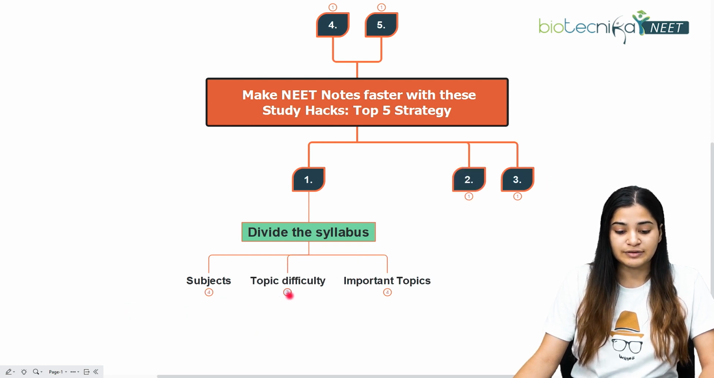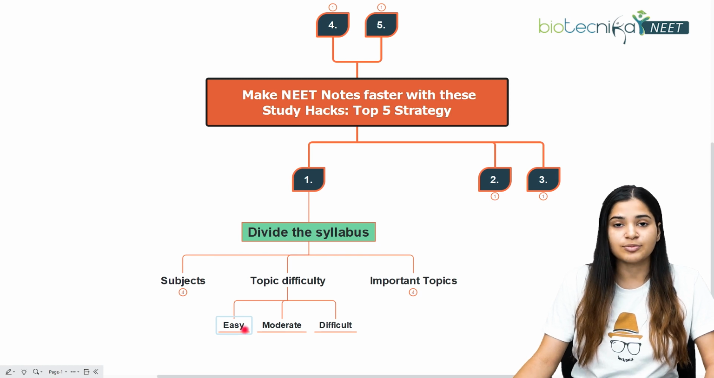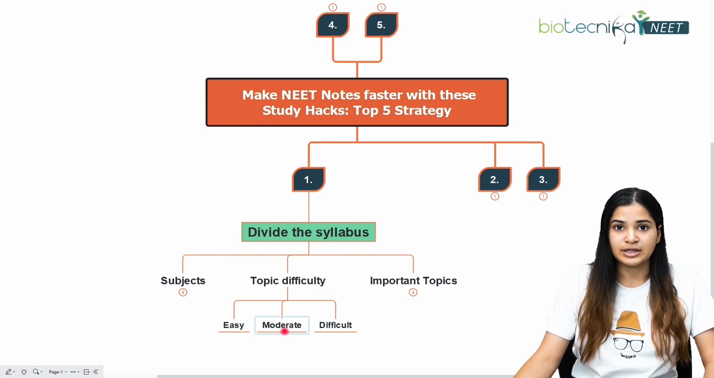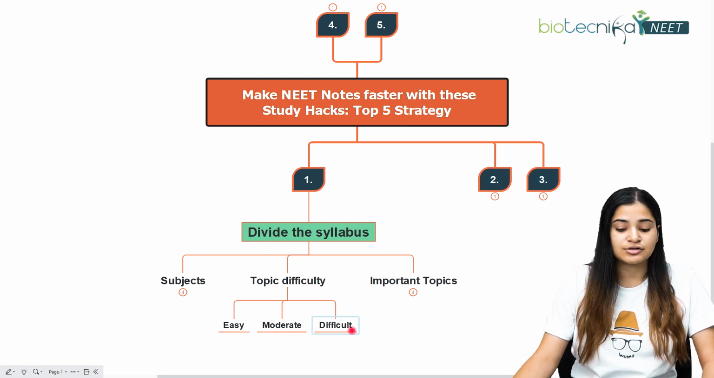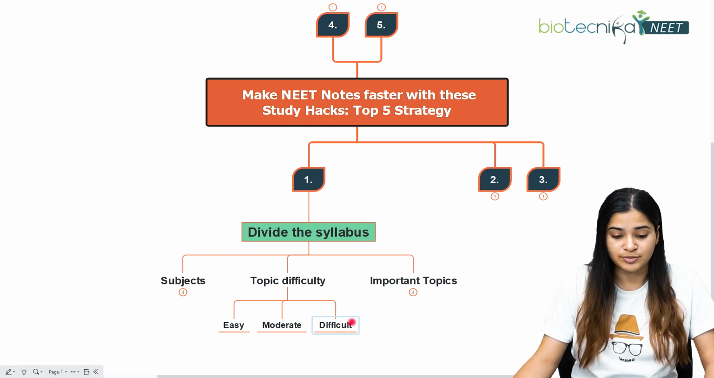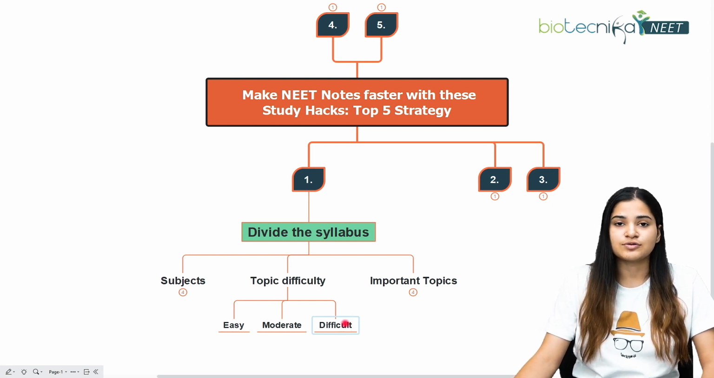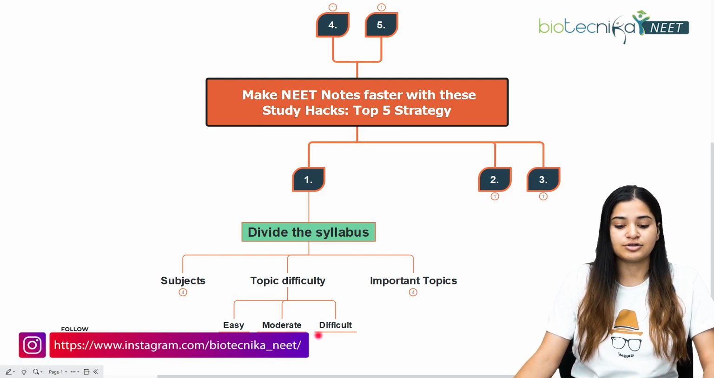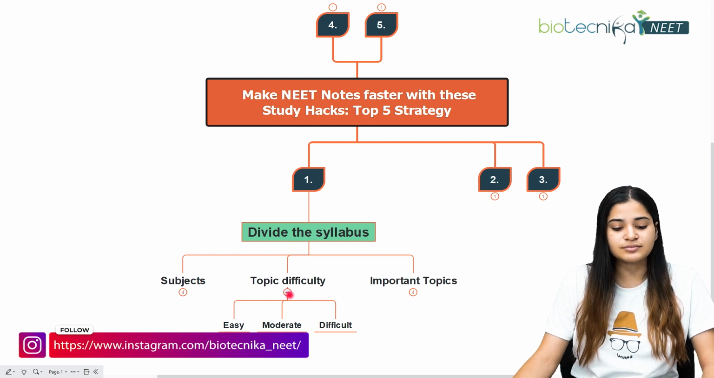Now you can divide the syllabus based on topic difficulty. That is the easy topics, the topics that you feel are easy for you; the topics that are moderate, where you can put in a little bit of effort and get concept clarity; or the topics that are difficult for you, where you need to put in a lot of time understanding them. So firstly divide those topics. You can highlight them with different colors: the topics that are easy, moderate, and difficult. Okay, so now we are done with the topic difficulty.